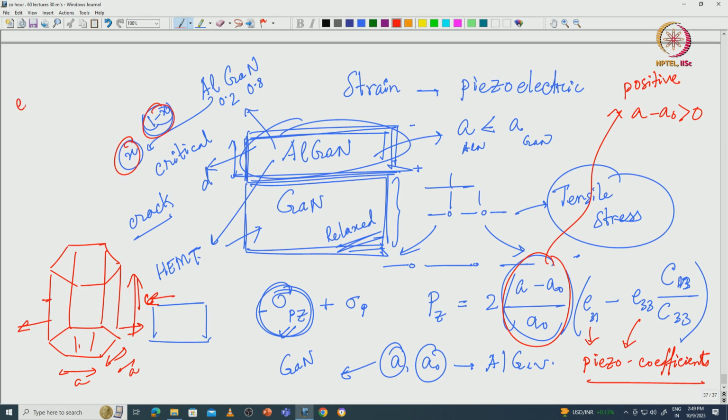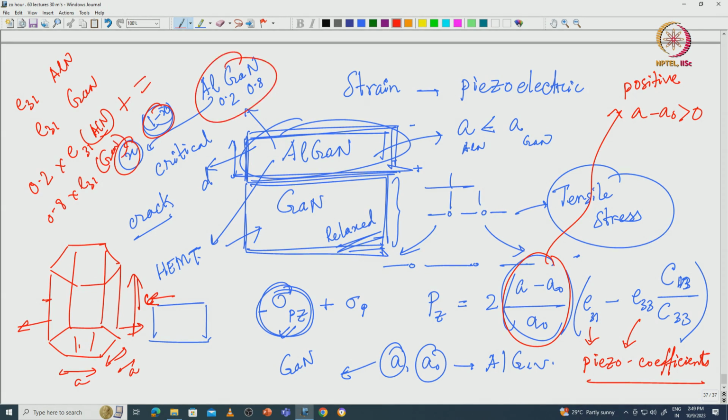For instance, you will know E31 for AlN and you will know E31 for GaN. So, you use Vegard's law. For 20% AlGaN, you will use 0.2 times E31 for AlN plus 0.8 times E31 for GaN. So, this total will give you the E31 value for 20% AlGaN. Okay, these material properties for AlN and GaN are known, these are piezoelectric coefficients.